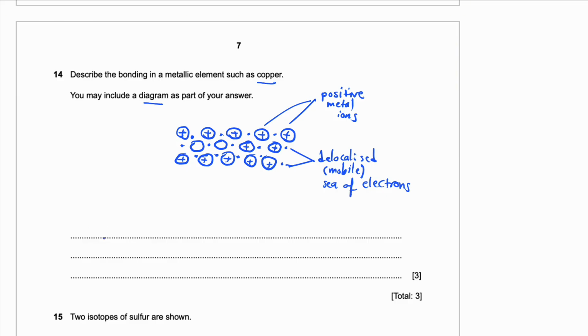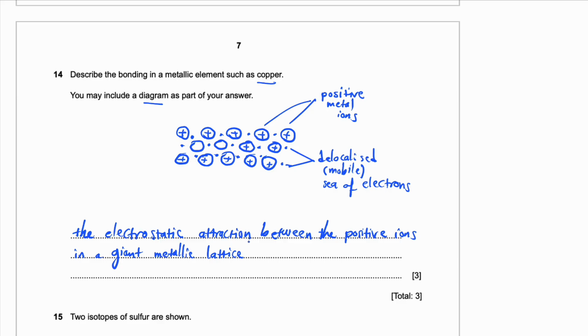And you have to label those larger spheres as positive metal cations and the smaller dots as mobile or delocalized electrons. And the description of that metallic bonding, once again, is the electrostatic attraction between the positive ions in a giant metallic lattice and a sea of delocalized or mobile electrons.